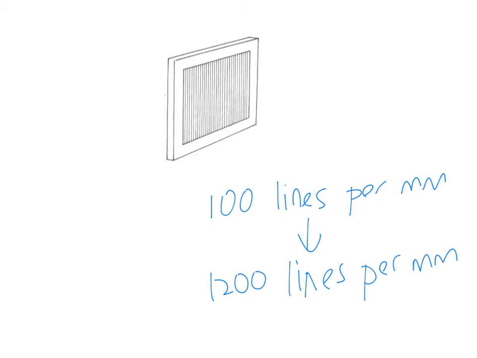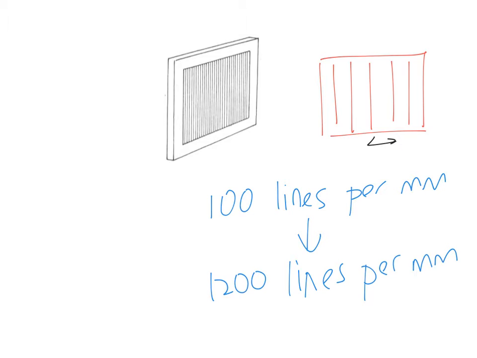And what will happen? Example. Now, if you want to see how big the lines are, let's try to imagine. Let's say this is a zoom area of part of the diffraction grating. So let's say these are all your lines. I zoom in bigger so you can see. Now, if you have 1,200 lines per mm, then what is the gap between two lines?